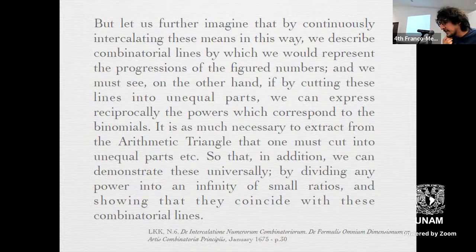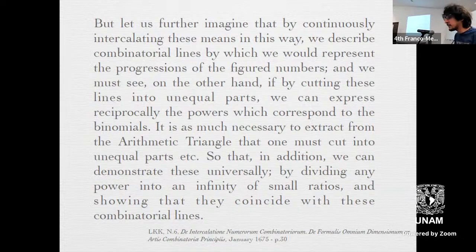It is as much necessary to extract from the arithmetic triangles that one must cut into unequal parts, etc. So that, in addition, we can demonstrate this universally by dividing any power into an infinity of small ratios and showing that they coincide with these combinatorial lines. So Leibniz hoped, with these combinatorial lines, to find a way to generalize the binomial formula too.